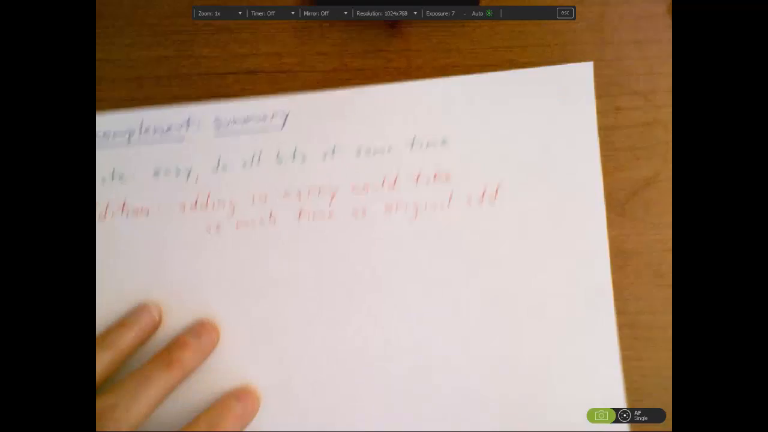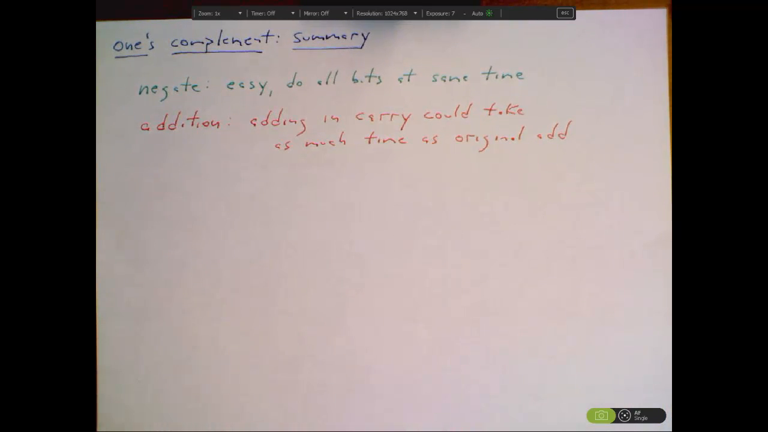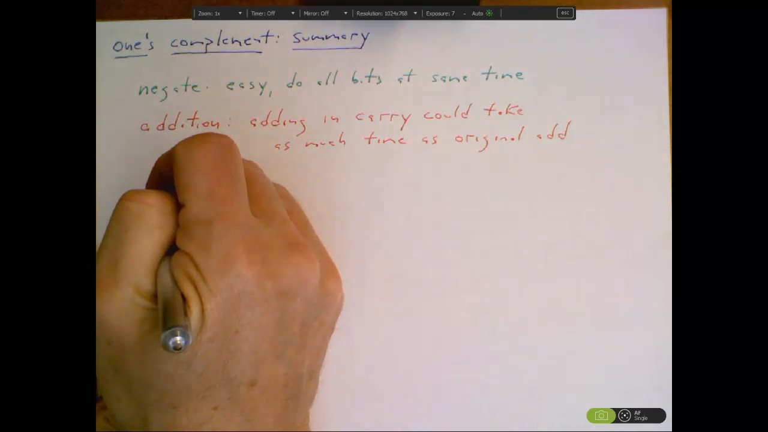All right. So let's take a look at a summary of 1's complement. The negate again is easy and it's fast because we can do all the bits at the same time. But the problem is with the addition. That second addition actually can take just as much time as the original addition. Having to add that carry in a second addition could be just as expensive as the first addition. Let's take a look at one more example just to try to illustrate that.